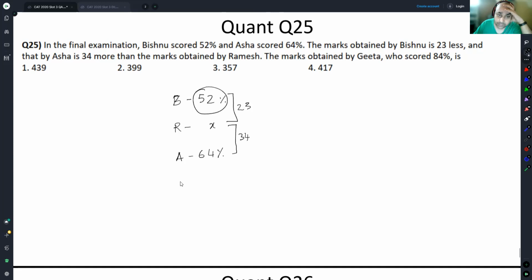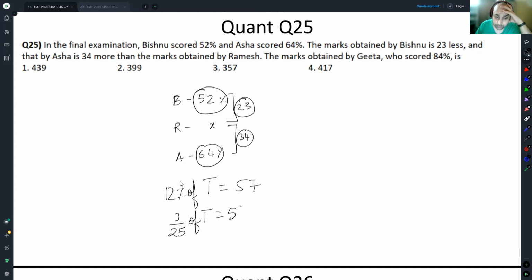Can you see, in percentage terms the difference is 12%. In absolute marks terms, the difference is 57. So 12% of total is equal to 57. So 3 by 25 of total is 57. 3 and 3 cancel, gets me 19. T is equal to 475. Total marks we have identified.